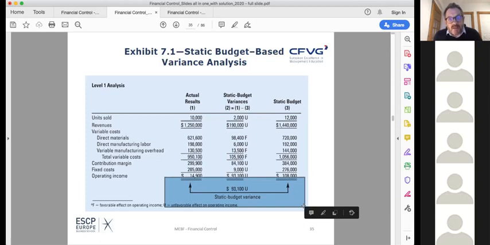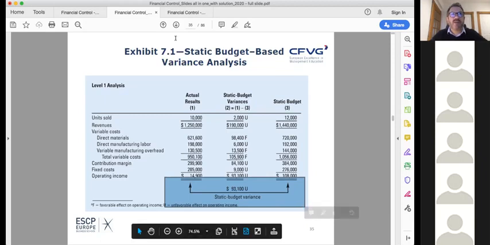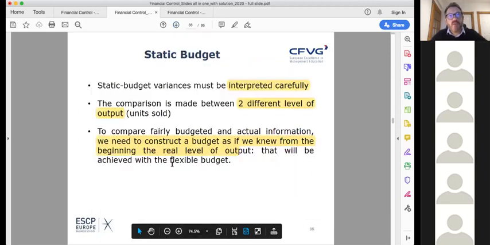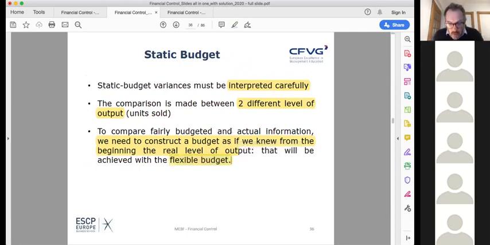This 93,100 is actually the total difference between what we expected from the beginning and what we have finally, okay? But we need to split that into 2 things using what we call the flexible budget. Okay, so this is the second important information for you today, to understand what the flexible budget is.